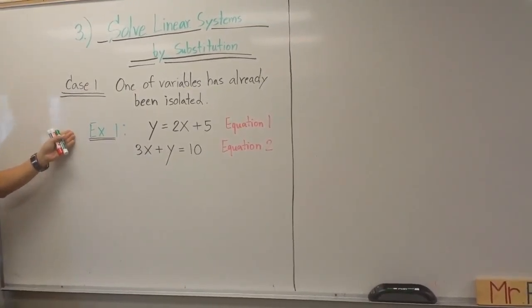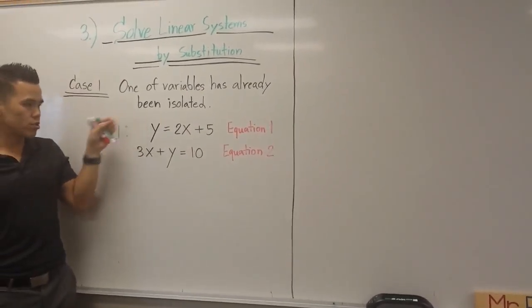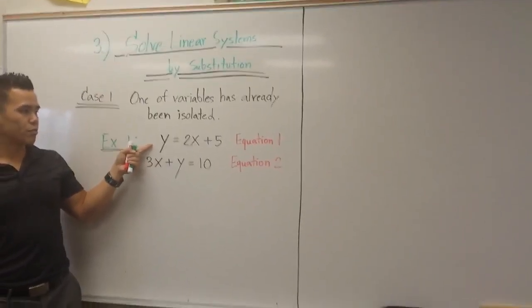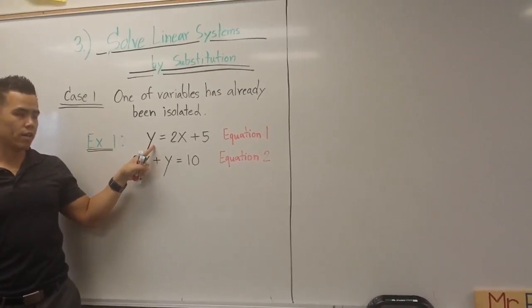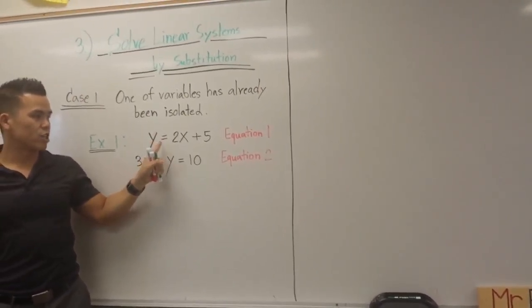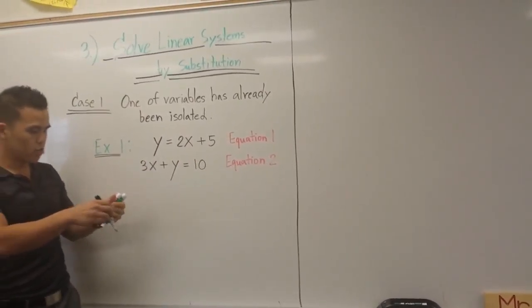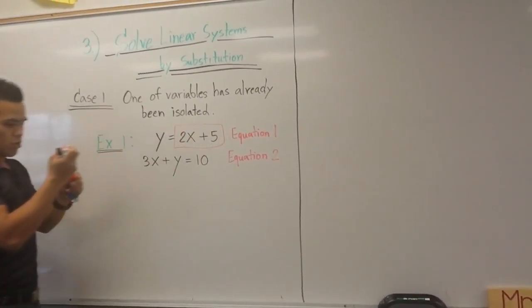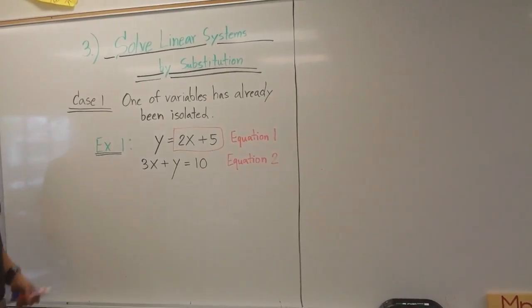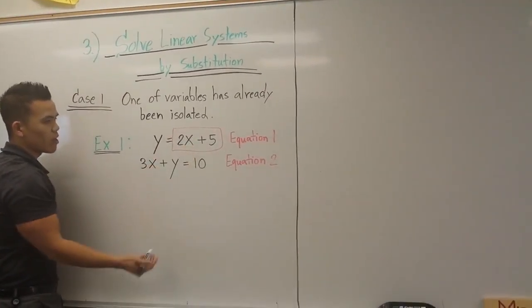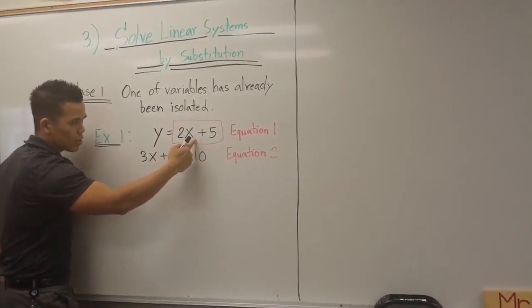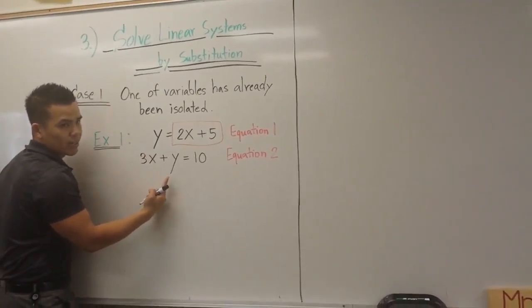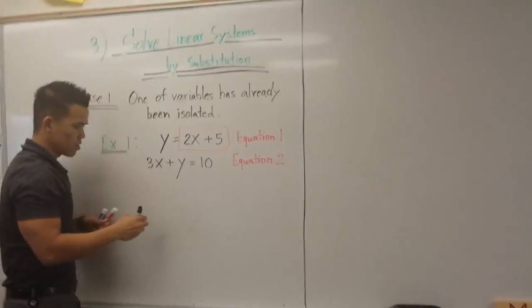Now, let's take a look at example number one. As you can see, I've got equation 1 and equation 2 here. Equation 1 has already been isolated. Which letter? The y. Y has already been defined to equal something. What is y equal to? Y is equal to 2x plus 5. So now what we're going to do is use the fact that y is equal to 2x plus 5, and substitute this 2x plus 5 into the y in the second equation. And that's where the substitution comes from.